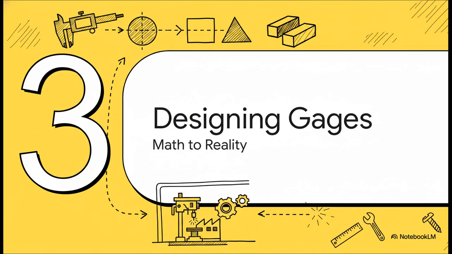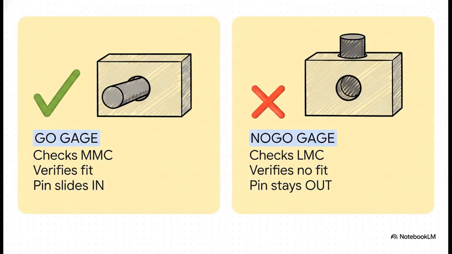All right, Part 3, designing functional gauges, translating all this math into reality. Okay, so we have the virtual condition math. How do we take these theoretical boundaries and actually cut steel to make a tool for the shop floor? The crucial starting point is knowing the difference between our two main types of functional gauges. Go gauges check the maximum material condition. They verify that the parts will mate. For a hole, the go gauge pin absolutely must fit into it.